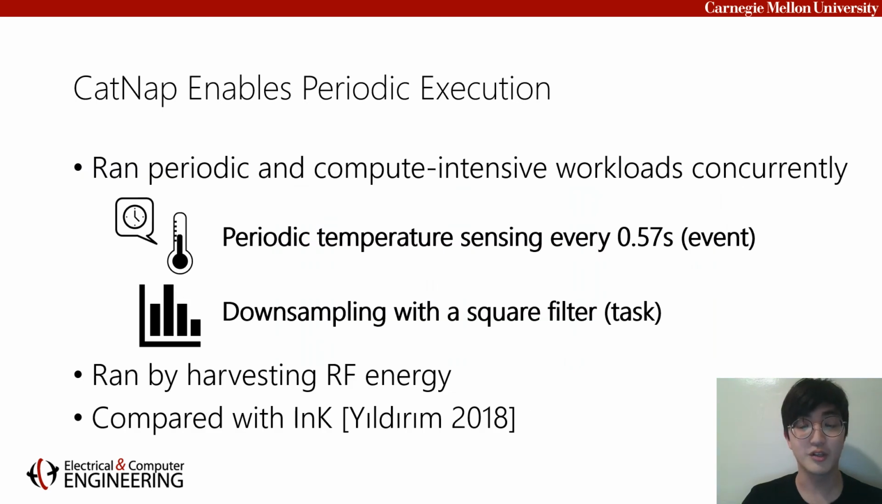Next, we concurrently ran a periodic workload of measuring the temperature every 0.56 seconds and a compute-intensive workload of downsampling the data with a square filter. Again, we ran the evaluation on a real energy harvesting setup and compared with INC. For CatNap, the periodic temperature sensing was programmed as an event, while the downsampling was programmed as a task.